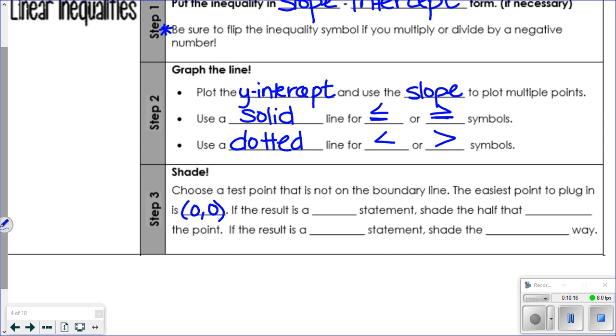We could choose -1, -7. We could choose 1, 1, 2, 2, 3, 10. It does not matter as long as it's not on the boundary line. If the result is a true statement, we are going to shade the half or the portion of the graph that includes the point. And if the result is a false statement, we are going to shade the opposite way, away from that point, because it's not a solution, it's not in our shaded region.